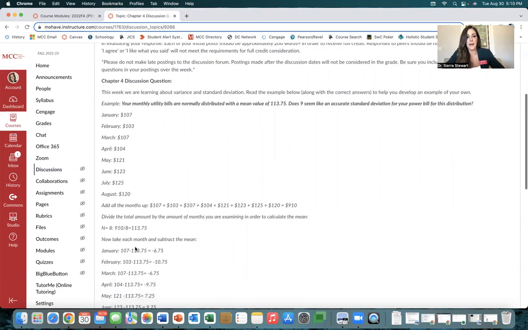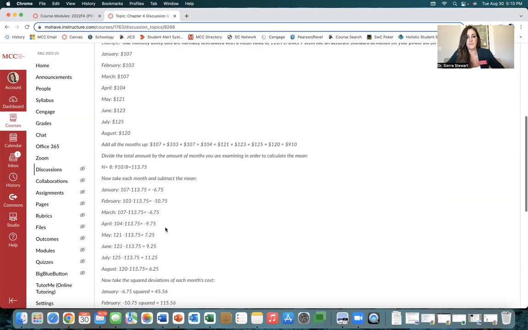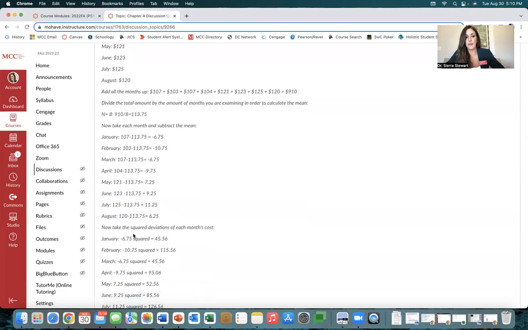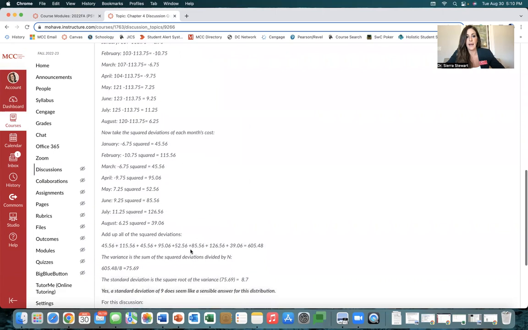All right. And then I would take each month and I would subtract the mean, so whatever that average is. So then I would get all these different numbers down here. And then I would take the squared deviations of each of the month's costs. Okay, so then I would take these answers, I would square them. I would get an answer for each month. And then I would add up all of the squared deviations. Okay, adding them all up.